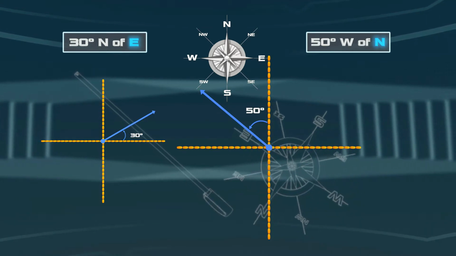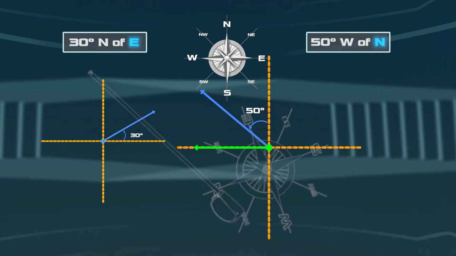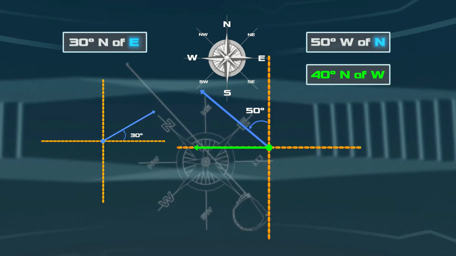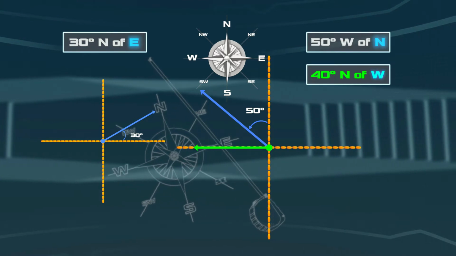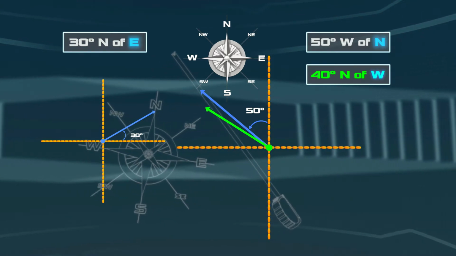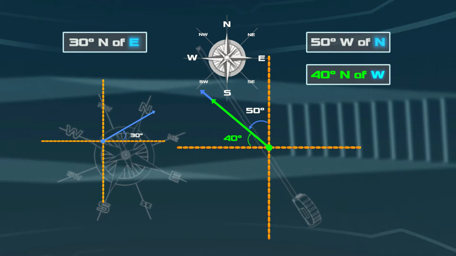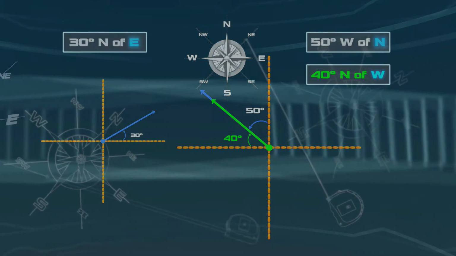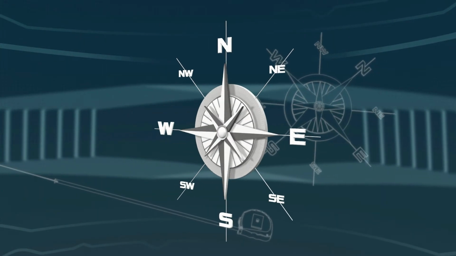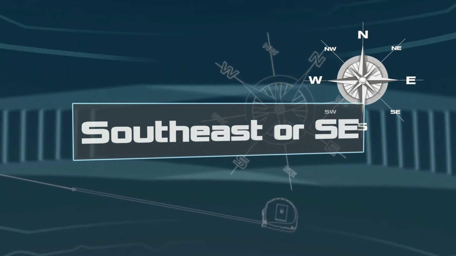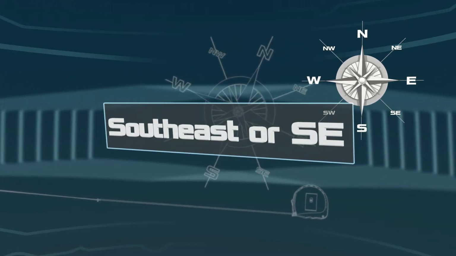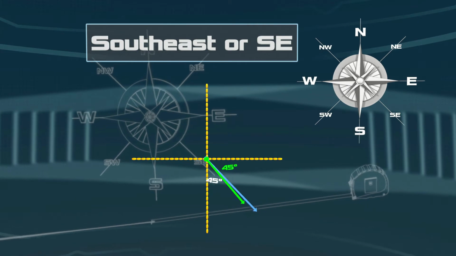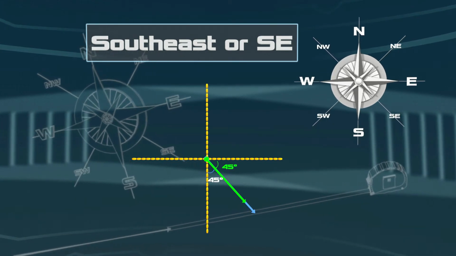A particular vector could be described with two different directions. For example, the last vector we did could also be described as 40 degrees north of west, because starting at west and rotating 40 degrees north gets you to the same place as starting at north and rotating 50 degrees west. If you're given a direction like southeast or just SE, that means it's exactly halfway between south and east, so it would be at an angle of 45 degrees from either direction.